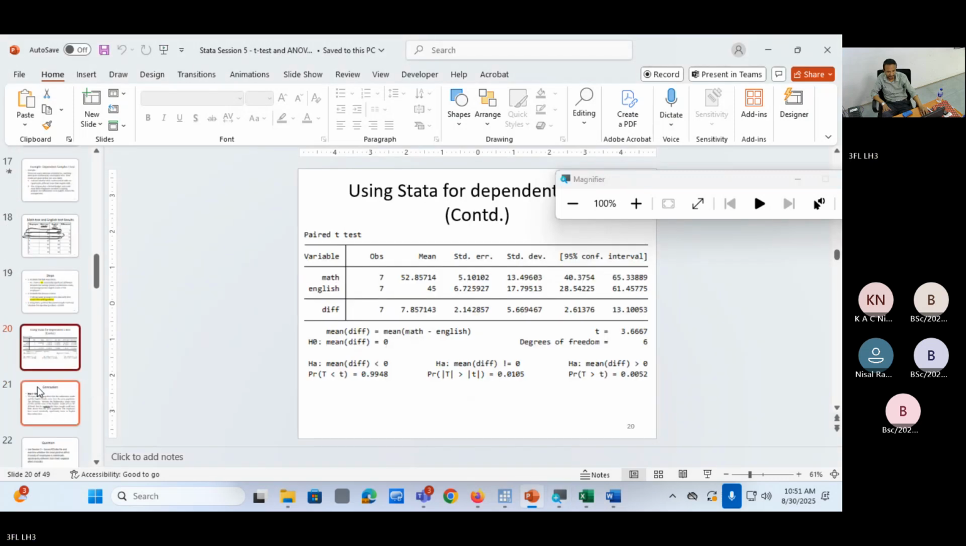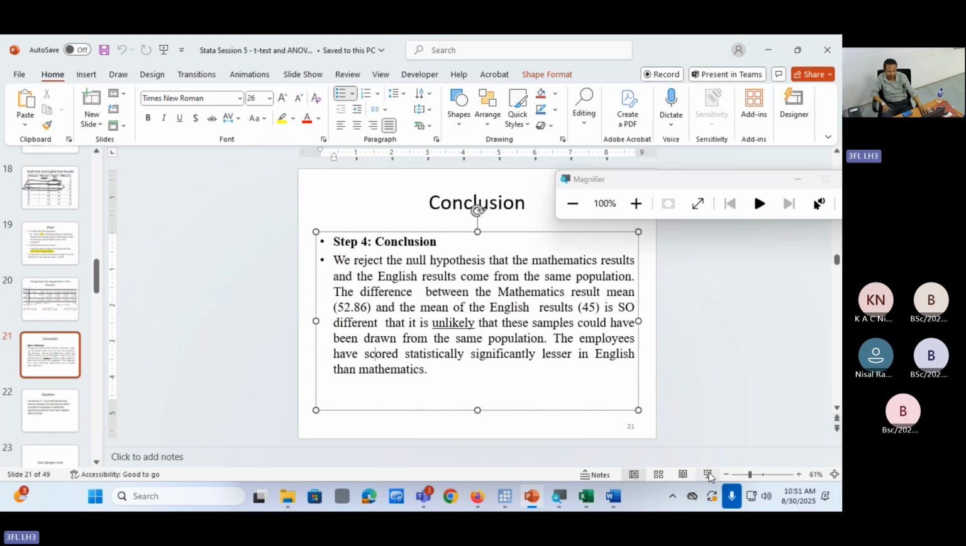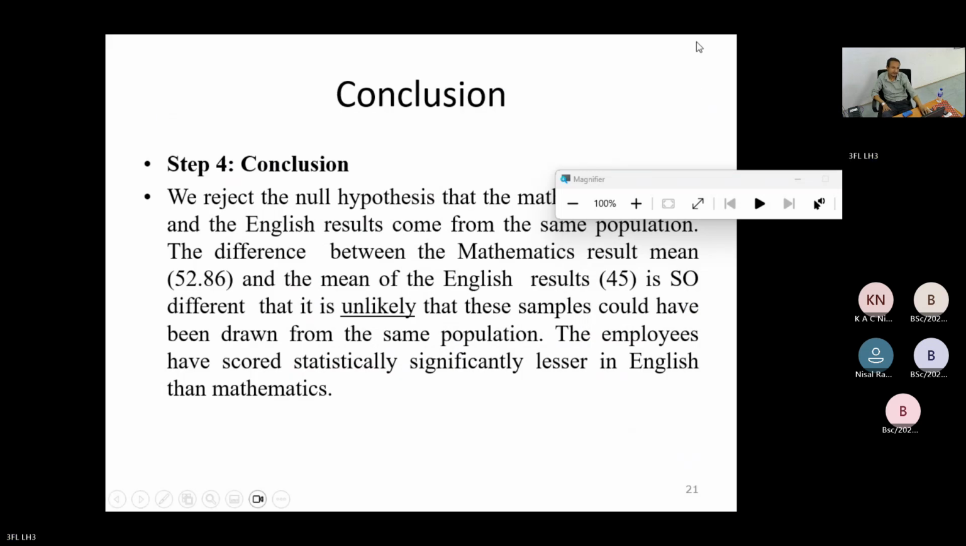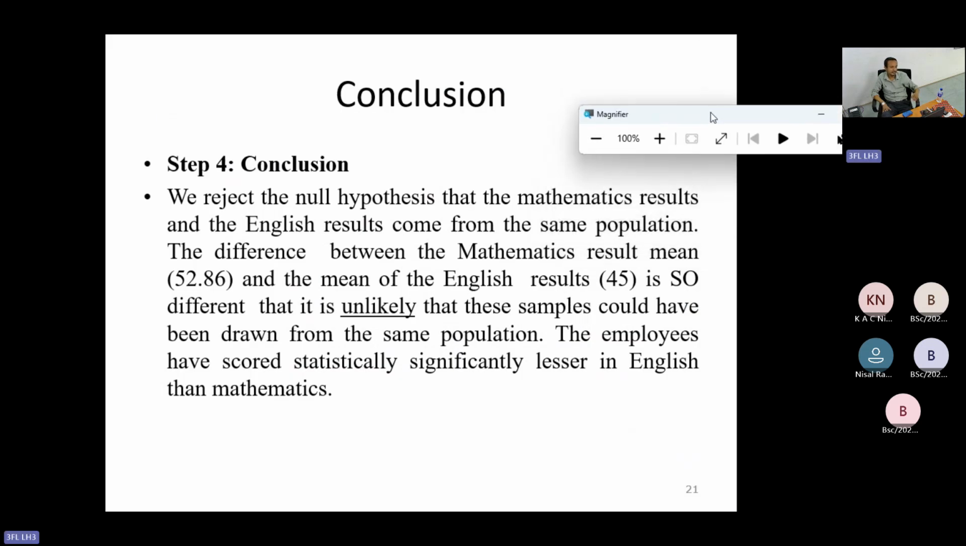Then based on that, now we can come to the conclusion. What's the conclusion? Yes, we reject the null hypothesis. We reject that there is no significant difference. That means what? There is a difference. So we reject the null hypothesis that the mathematics results and English results come from the same population. No, they cannot come from the same population. In terms of scales, these employees, the same persons, come from two different populations. Mathematics and English are significantly different, because we reject the null hypothesis.